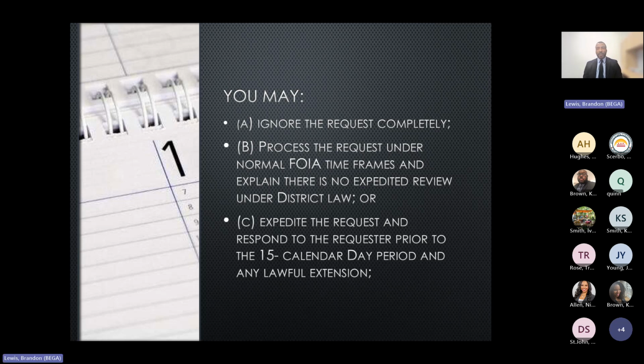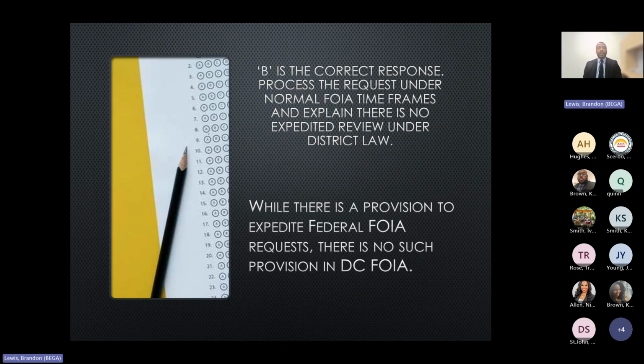Give you guys a moment to take a guess at this one. B is the correct response. Process the request under normal FOIA timeframes and explain there is no expedited review under district law. So while there is a provision to expedite federal FOIA requests, there's no such provision in DC FOIA.